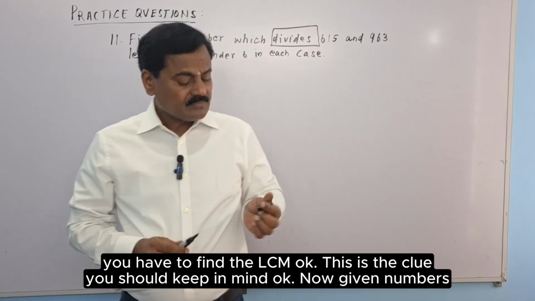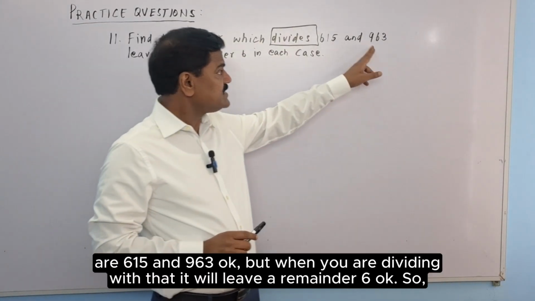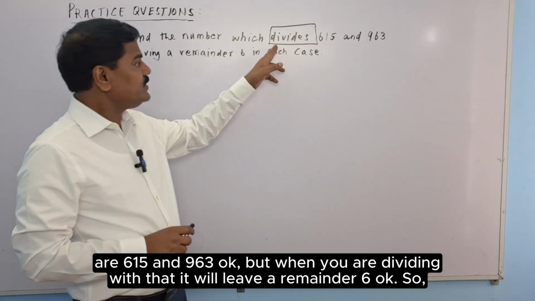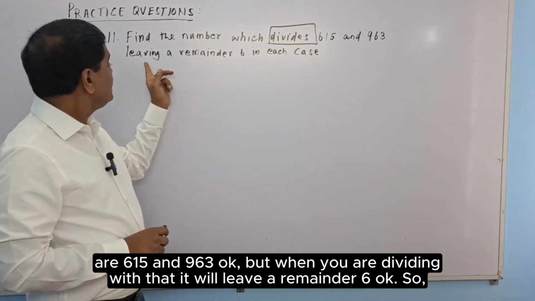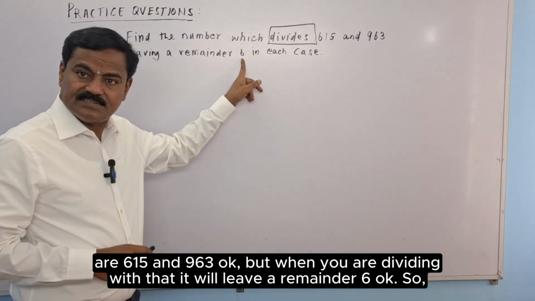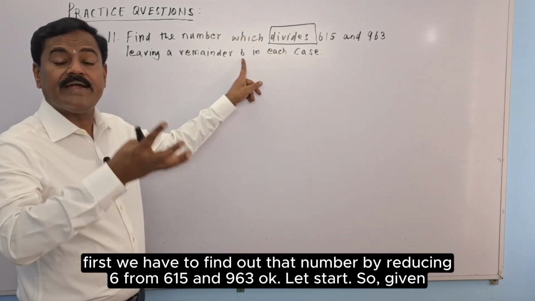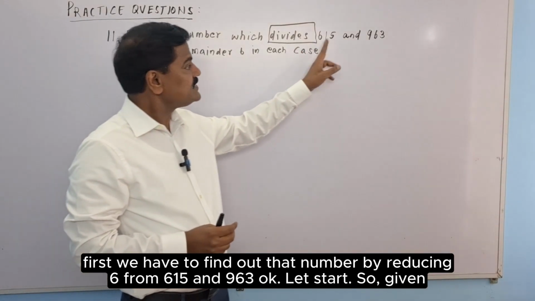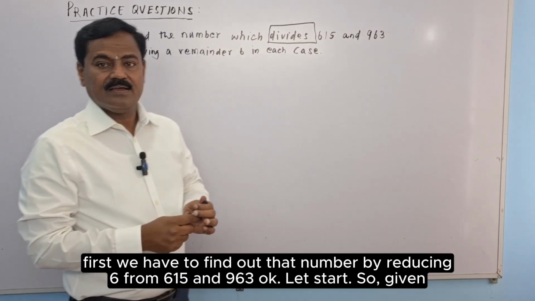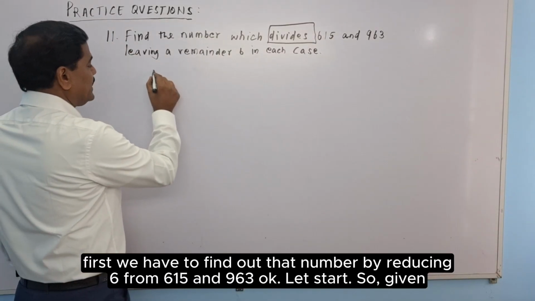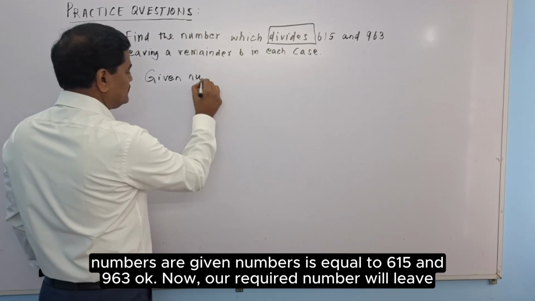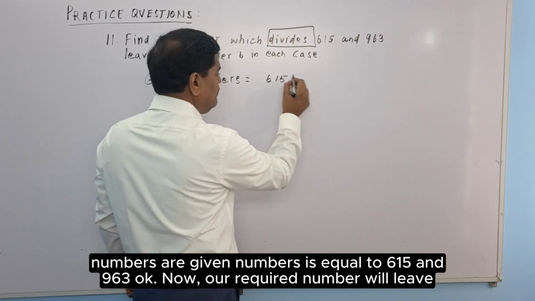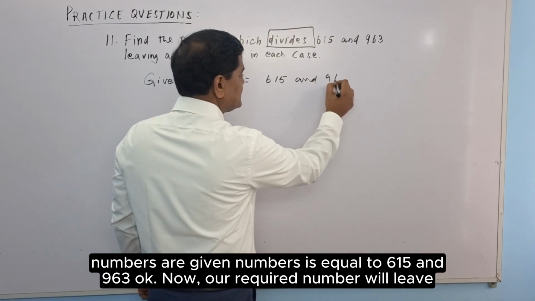Now, given numbers are 615 and 963. But when you are dividing with that divisor, it will leave a remainder 6. So first we have to find out that number by reducing 6 from 615 and 963. Okay, let's start. So given numbers are 615 and 963.